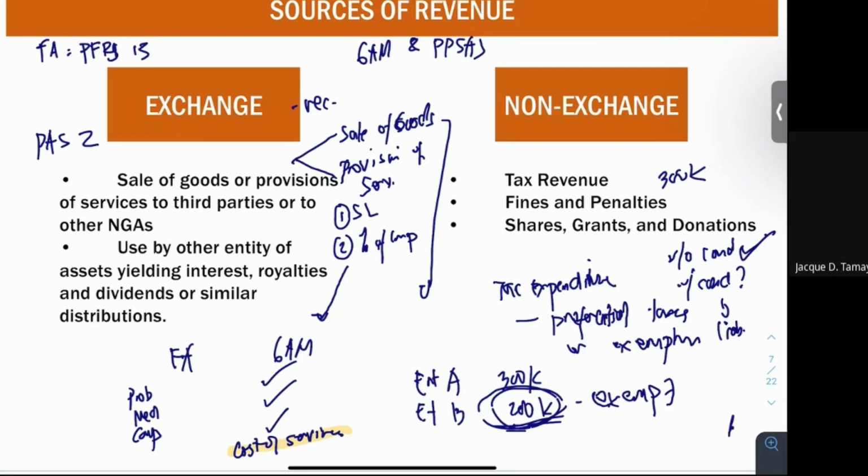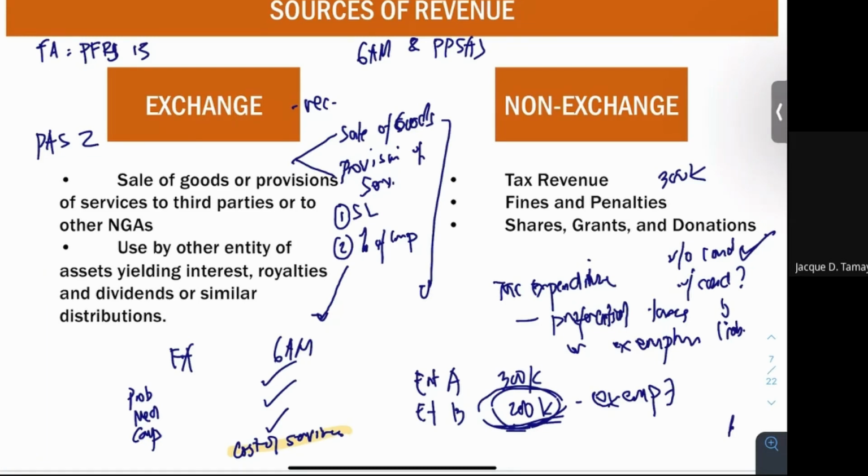So for example, you receive 500,000 pesos as a donation from entity A to put up a library. Okay, so the condition there is to put up a library. So the time you receive the 500,000 pesos grant or donation, you measure it as a liability. So you debit cash, collecting officer, and then you credit your deferred income. Okay? That's how we measure it. We account for it as a liability.